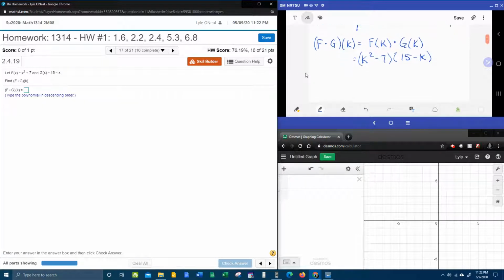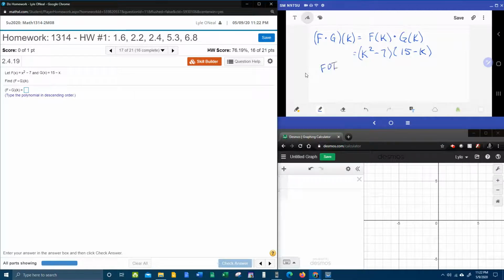And I don't know if you've seen this before, but this is a binomial times a binomial, and that means the four-letter F word. That's right. We're going to have to FOIL it. This is an example of the FOIL method. Here we go. First, k squared times 15, that is 15k squared. Those are the first ones we do.